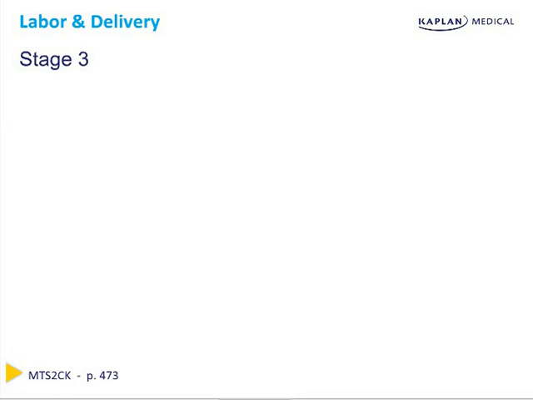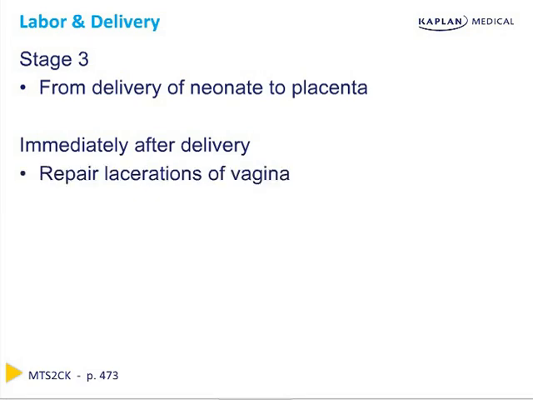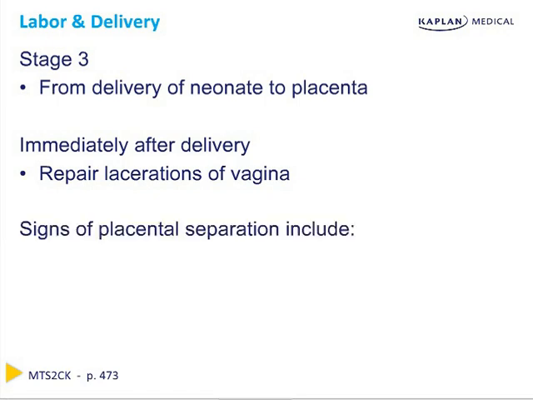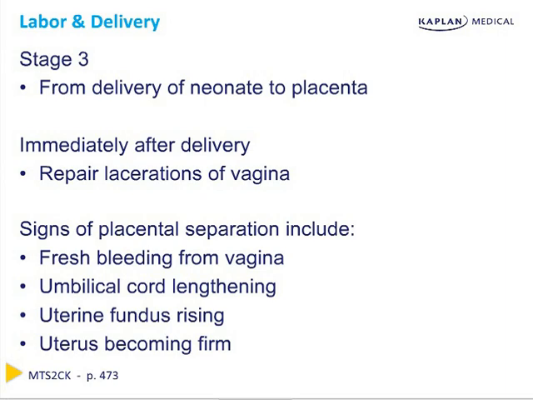During Stage 3, from delivery of the neonate to the placenta, there are a few key points. Immediately after delivery, we repair any lacerations of the vagina, whether they're first, second, third, or fourth degree. We also look for signs of placental separation in order to deliver the placenta. These include fresh bleeding from the vagina or bloody show, umbilical cord lengthening, the uterine fundus rising in the abdomen, and the uterus becoming firm.